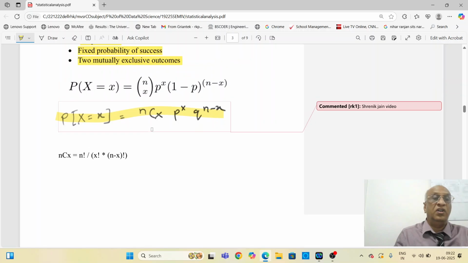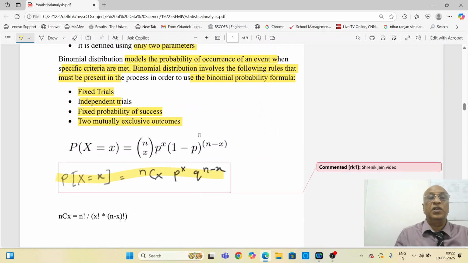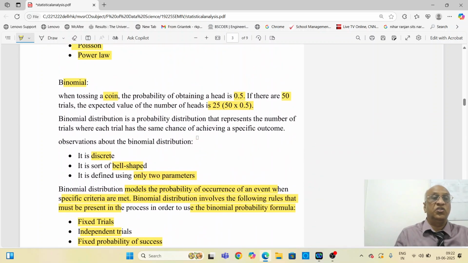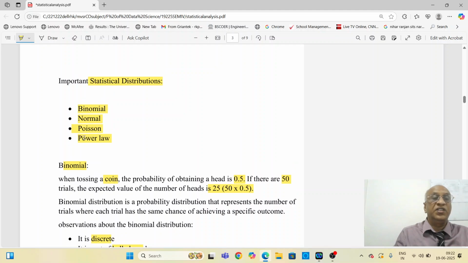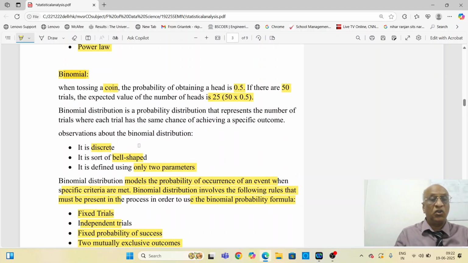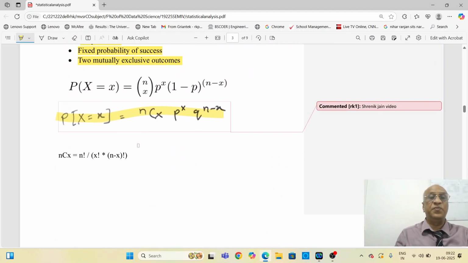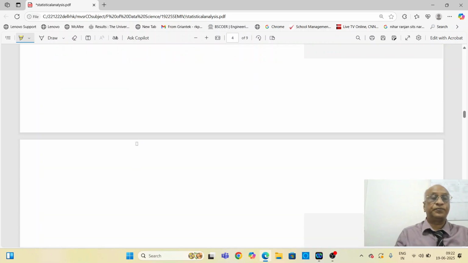Let us remember the formula. What is the formula? P of X equals x is equal to nCx p to the power of x, q to the power of n minus x. And which statistical distribution are we discussing? We are discussing the binomial distribution. We are understanding binomial distribution with the help of a simple numerical example.